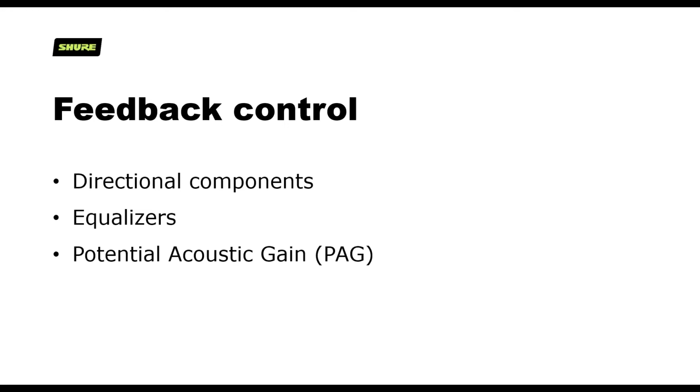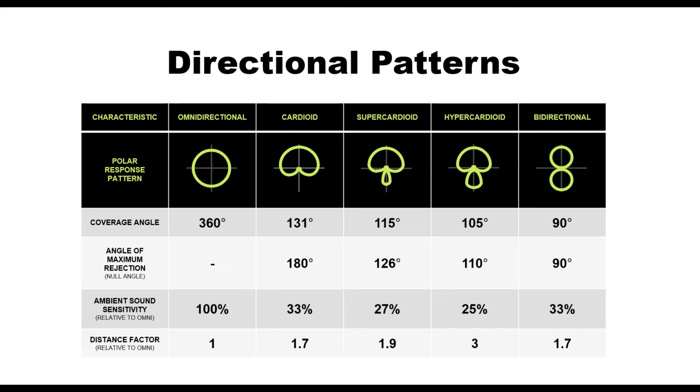Other ways to control feedback beyond automatic mixers and keeping NOM to 0 are to use directional components like cardioid pattern mics, equalizers, and again, potential acoustic gain we already talked about. So again, when it comes to getting a microphone that is going to minimize the chances of feedback occurring, we have to think back to our original discussion of why feedback occurs. It occurs when the microphone picks up its own sound coming back out of a loudspeaker at a louder level.